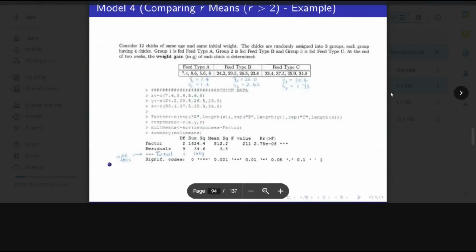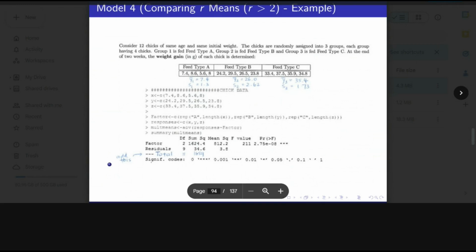I just want to point out a few things. This way is quite foolproof. You can learn how to do this. It's easy and works well. There are other ways, but this is the most straightforward way I can think of and the fastest. You declare the vectors of the responses. Feed type A: 7.4, 8.6, and so on. So that's X. You can say A, B, C as well. It's up to you. You see, I gathered them as three vectors, X, Y, and Z.